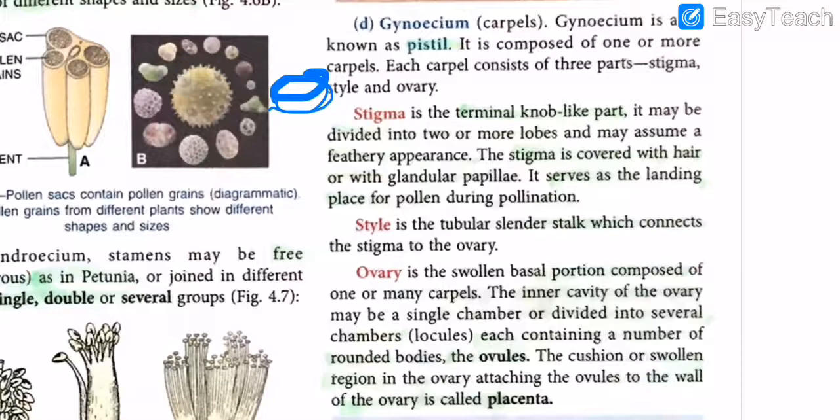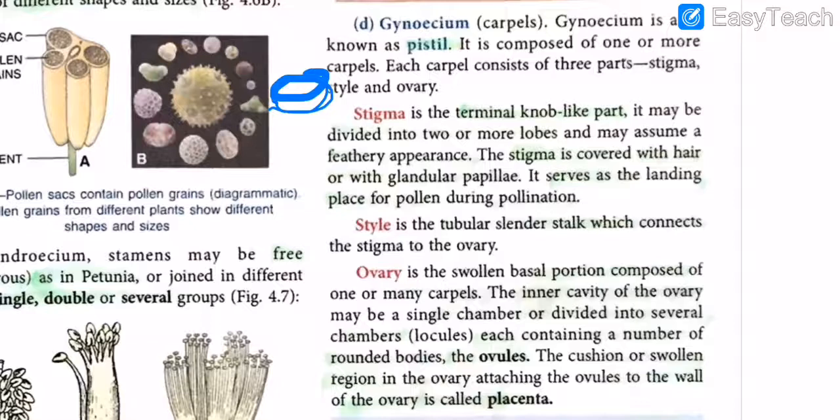Now, it may be divided into two or more lobes and may assume a feathery appearance. Now, most stigmas may look feathery, but they actually are not that feathery. So they may assume a feathery appearance. They may also be divided into two or more lobes. We don't know. And the stigma is covered with hair or with glandular papillae. Okay, you can pronounce it however you want. Now it's glandular papillae or just hair in general. Both of them are the same. They just arise from the root hairs of any structure. All right. It serves as the landing place for pollen during pollination. That's why it also has a terminal knob-like part.